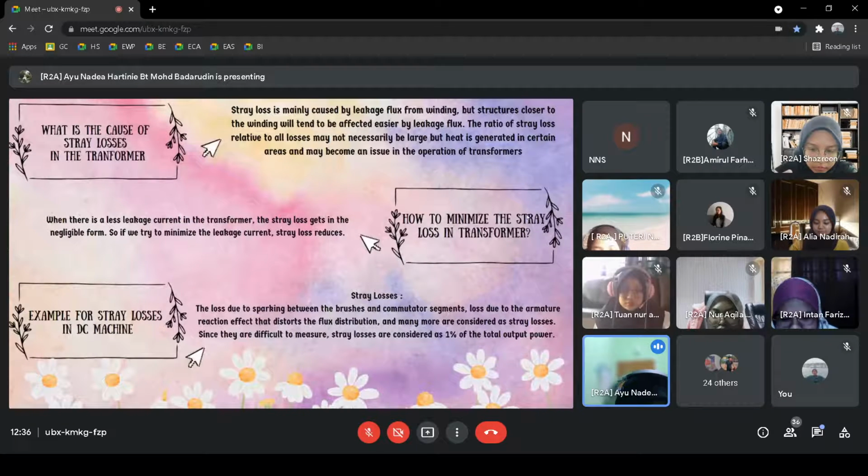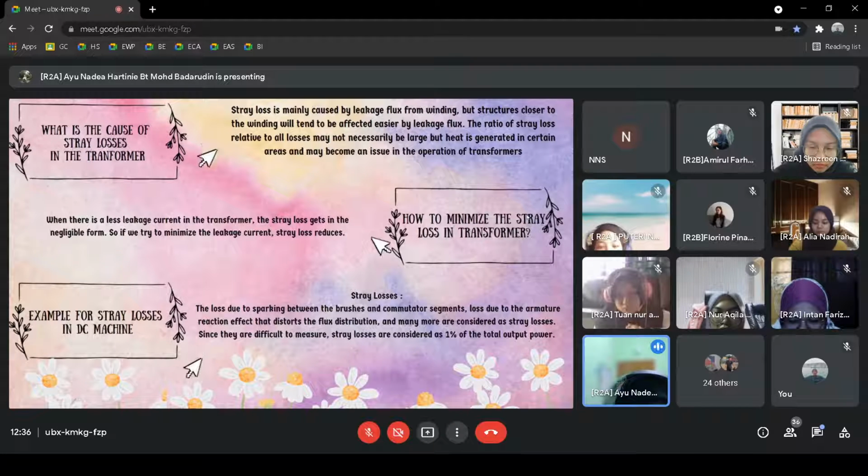Okay, lastly is example for stray losses in DC machine. The loss due to the sparking between the brushes and commutator segment. Loss due to the armature reaction effect that distorts the flux distribution and many more are considered as stray losses. Since they are difficult to measure, stray losses are considered as 1% of the total output power. That's all from me.